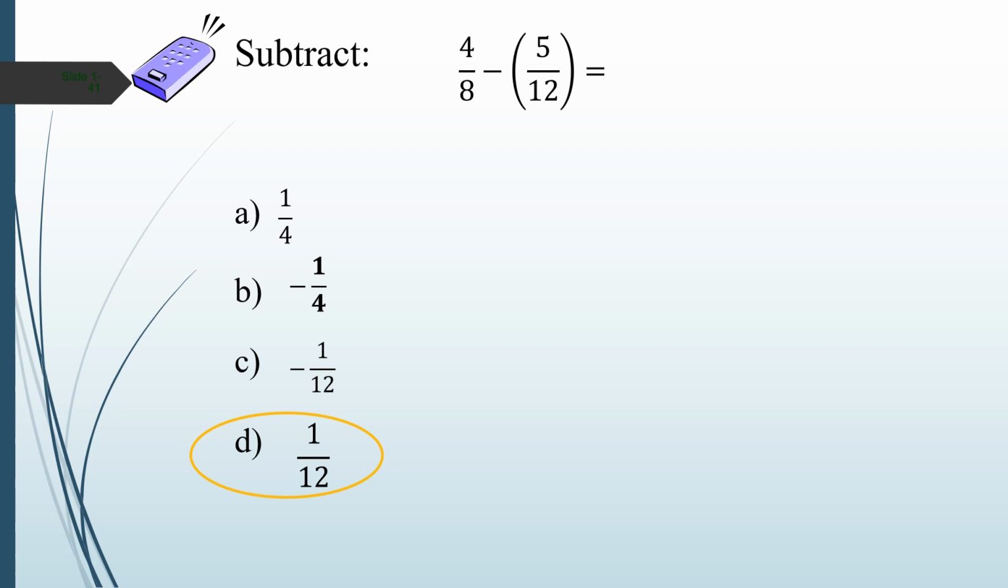So, magiging ano? Bakit naging 11 over 24? Naging 1 over 12. Tama, di ba? 24 yung LCD, right? 24 divided by 8, 3, times 4, 12. Okay, may 12 over 24 na tayo, ha? Then, 24 divided by 12 ay 2 times 5 ay 10. So, magiging 10 over 24.